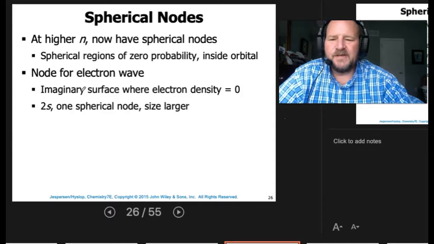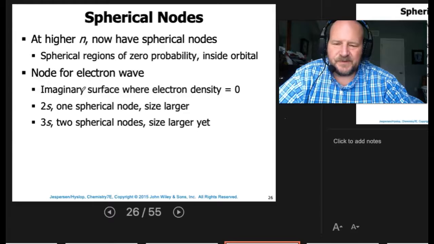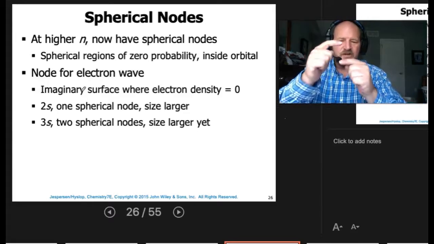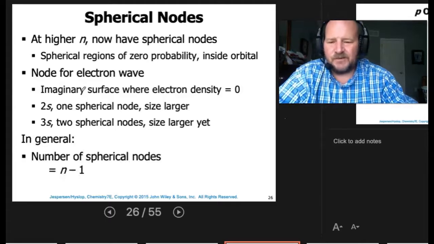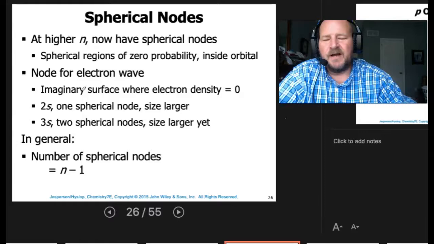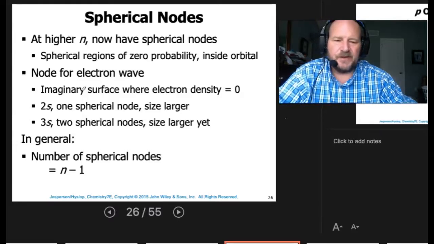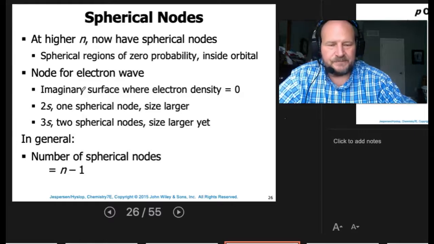Now 2s has one spherical node, and the size is going to be larger. 3s has two spherical nodes, and the size is going to be larger yet. So in other words, that node is going to get larger each time we go up. In general then, the number of spherical nodes will equal n minus 1. Obviously if n equals 1, then we have no nodes, 1 minus 1. But if n is equal to 6, now we're going to have 5 nodes.